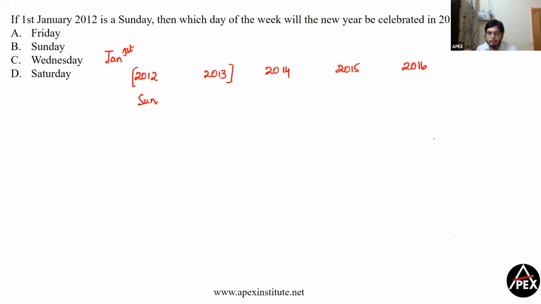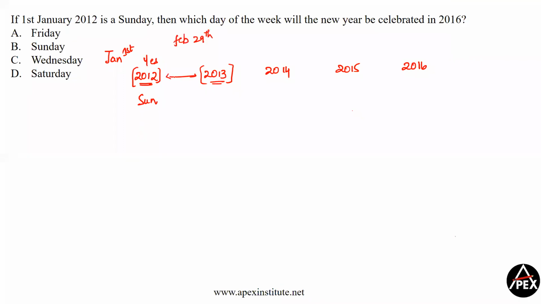Now if Jan 1st 2012 is Sunday, what day of the week will be Jan 1st 2013? Tuesday. This we have discussed in the previous question. Determine whether the year is a leap year or not. Yes, 2012 is a leap year. Do we have February 29th, 2012 in between these two dates? Yes. So there will be 2 odd days. So Sunday plus 2, it will be Tuesday.